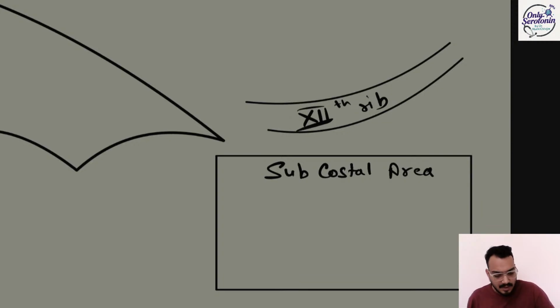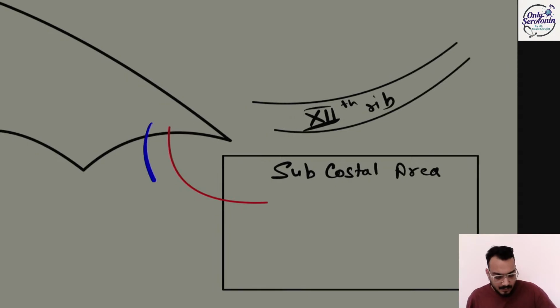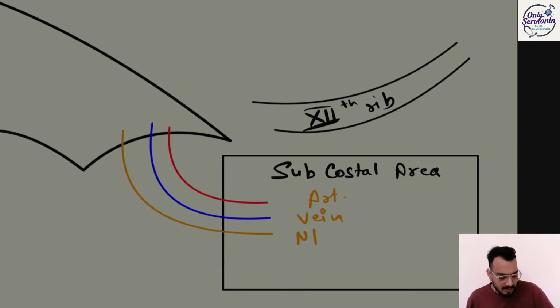And in this subcostal area, from the lateral arcuate ligament, I will have one opening for the artery, one opening for the vein, and one opening for the nerve. The names of these three things are subcostal artery, subcostal vein, and subcostal nerve. Done, guys?